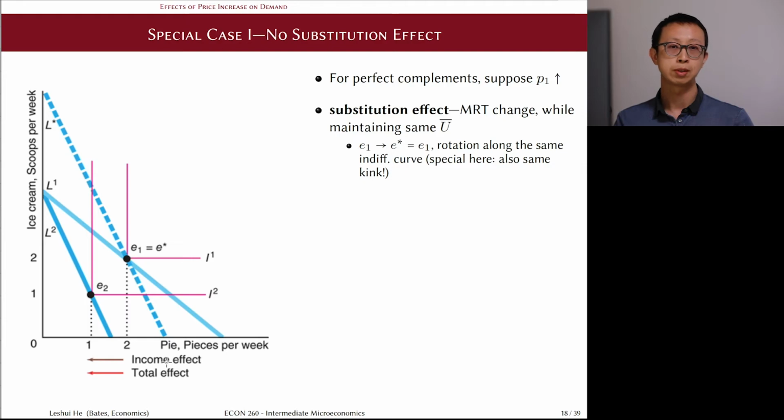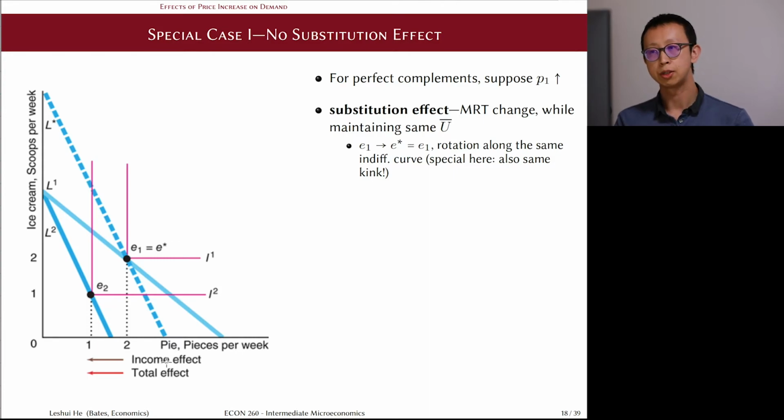Suppose that the consumer has to consume these goods in perfect proportions. Then intuitively, is it possible for the consumer to substitute pies with ice cream when pies become more expensive? Well, not really, because these two goods cannot be substituted between each other at all. A similar idea holds if you think about our example of bicycle frames and wheels. Even if wheels get more expensive, you can't really get away with buying fewer wheels and more frames.